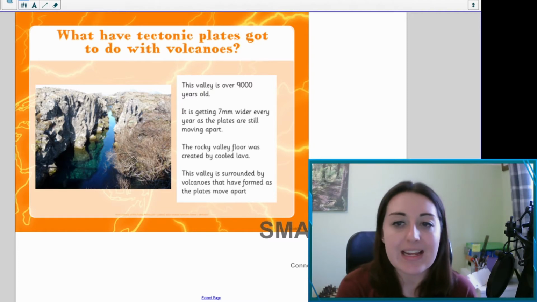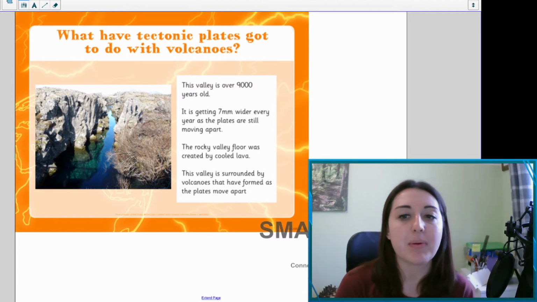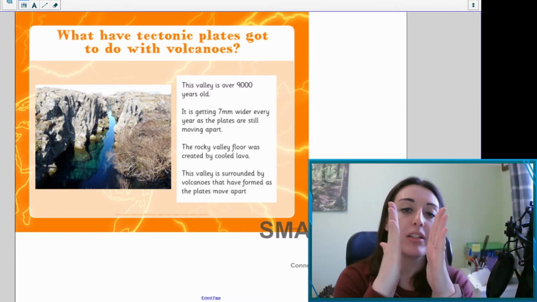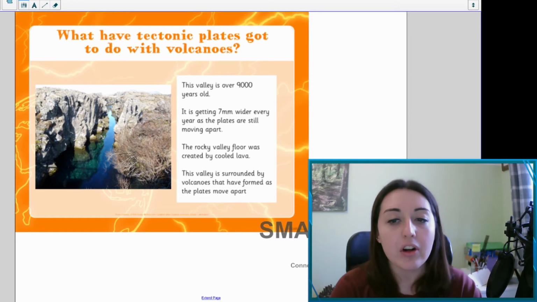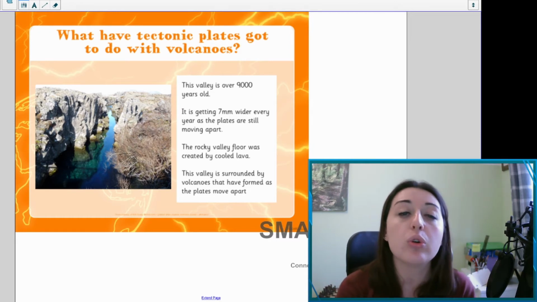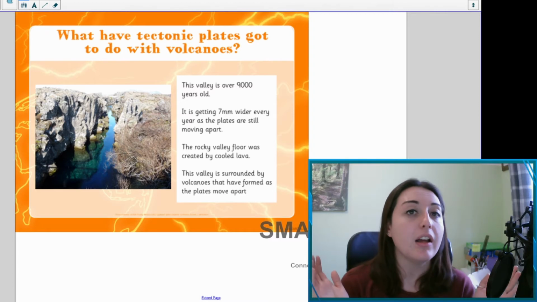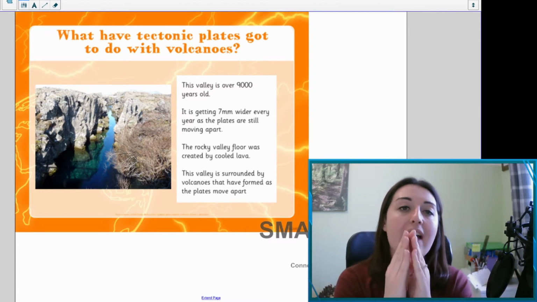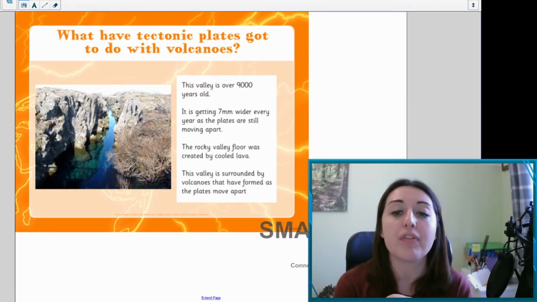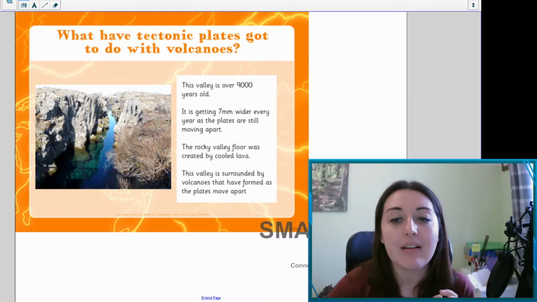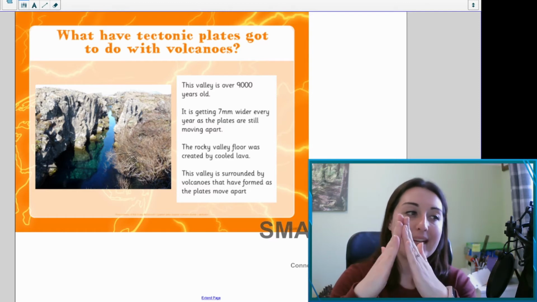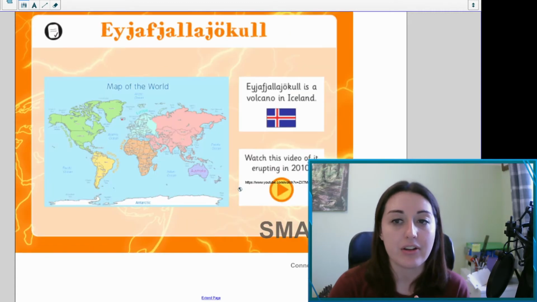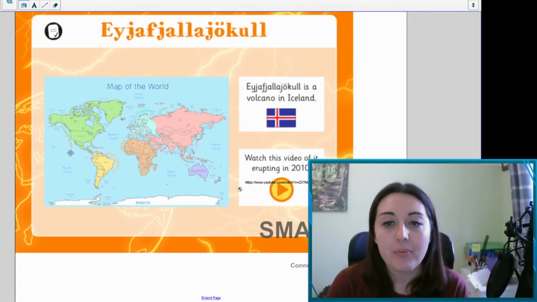Well, this valley here is over 9,000 years old, and each year it gets about 7 millimetres bigger, which is just smaller than a centimetre. It gets bigger by that each year because the plates are moving apart. Now the rock valley floor was created by cooled lava. So lava came out of the magma centre of the earth, and then it cooled and created an almost flat floor. Now the valleys surrounding volcanoes have been formed because the plates are moving apart, and that's a really important part of volcanoes.